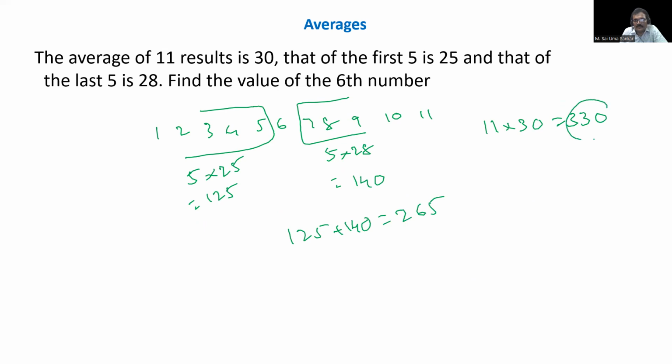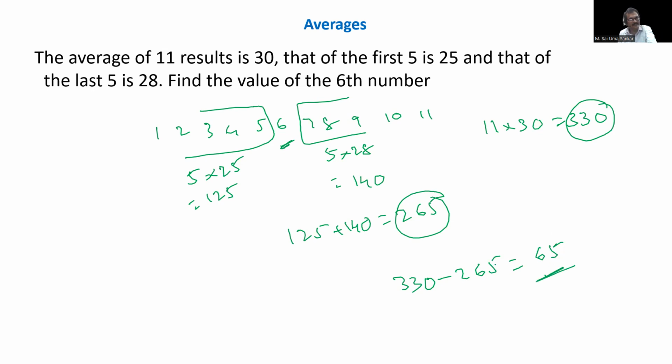Actual total is equal to 330. The 10 numbers total is equal to 265. 330 minus 265, so this is equal to 65. This 65 is the sixth result. Why? Because we skipped that value. Right? Now, suppose in this question, apart from the sixth value, if you want to find any other value, answer is can't say. Right? So what is the answer? Answer is equal to 65.